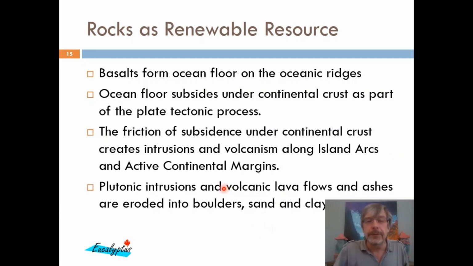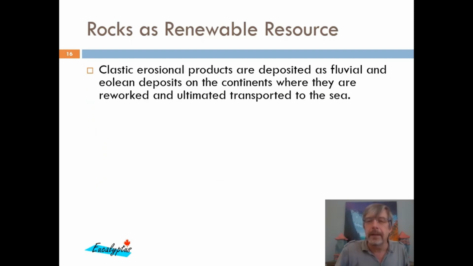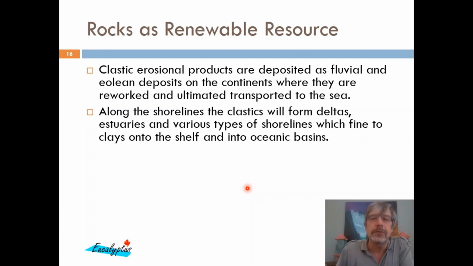Plutonic intrusions and volcanic lava flows and ashes are eroded into boulders, sand and clay and deposited. Clastic erosional products, right? That's what we call these erosion products. Clastic, these broken, fragmented pieces of rock, sand grains, are deposited as fluvial and aeolian deposits on the continents, where they are reworked and ultimately transported to the sea. And then ultimately, after many hundreds of million years, they get caught in a subduction zone and carried back into the mantle. That is a renewable resource.